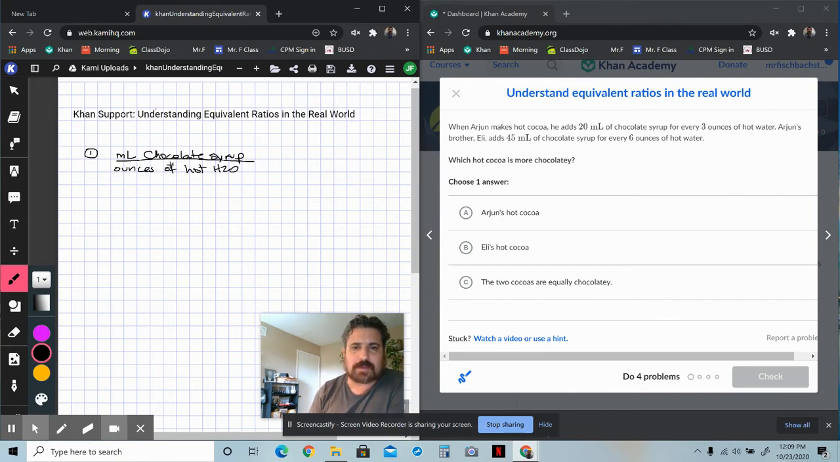Now, obviously, if you're thinking about this ratio in the real world, the more chocolate syrup you add for the same amount of hot water, you're going to get something more chocolatey, right? So, in other words, with chocolate syrup on top and ounces of water on bottom, the larger ratio, where the top is proportionally larger than the bottom, is going to be more chocolatey. So that's what we're going to look for, the one that's the larger value, because it's got more chocolate syrup for the same amount of water.